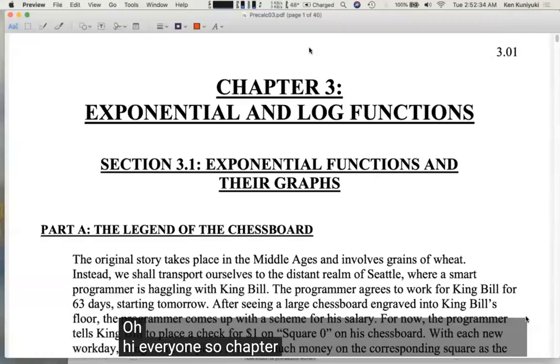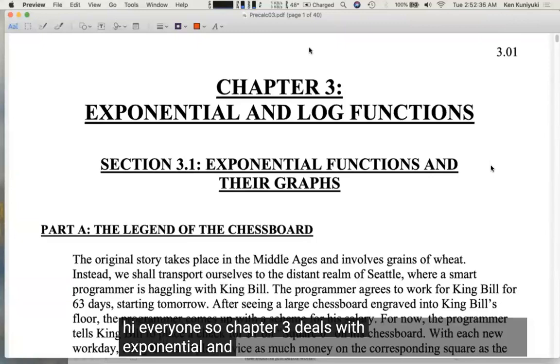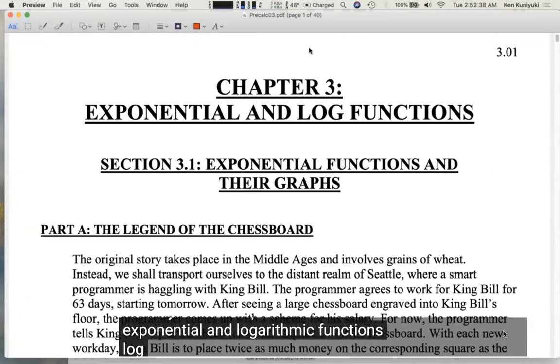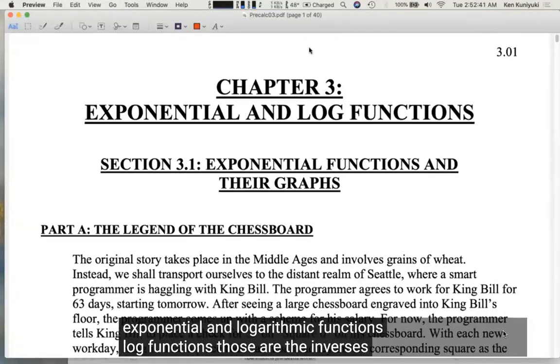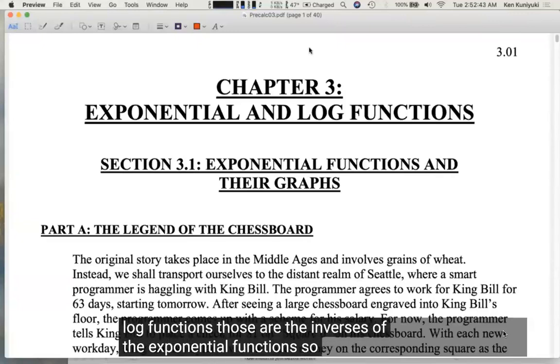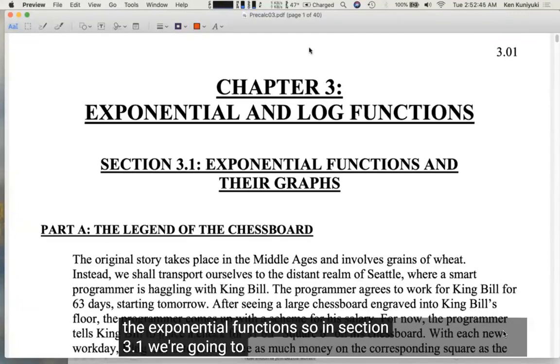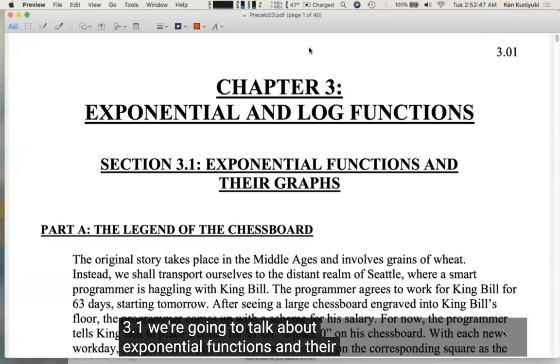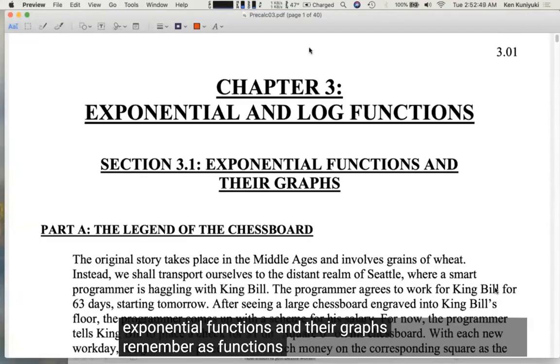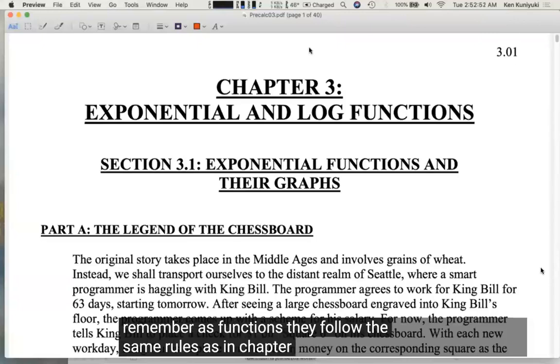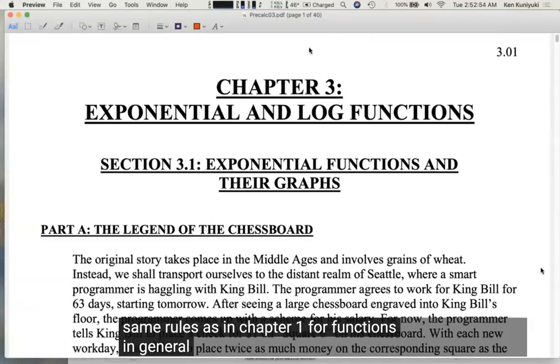Hi, everyone. So chapter 3 deals with exponential and logarithmic functions, log functions. Those are the inverses of the exponential functions. So in section 3.1, we're going to talk about exponential functions and their graphs. Remember, as functions, they follow the same rules as in chapter 1 for functions in general.